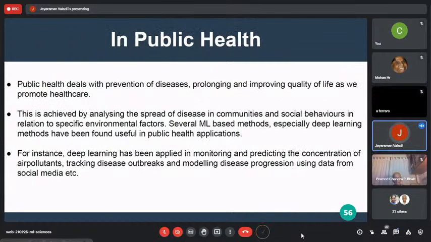It can also be used in public health, in prevention of diseases. Deep learning has been applied in monitoring and predicting the concentration of air pollutants, tracking disease outbreaks, and modeling disease progression. Recently, it has been used for COVID modeling at different locations by using time series data. Time series data handling in machine learning is itself a specific field of study, which is different from normal machine learning methodologies.